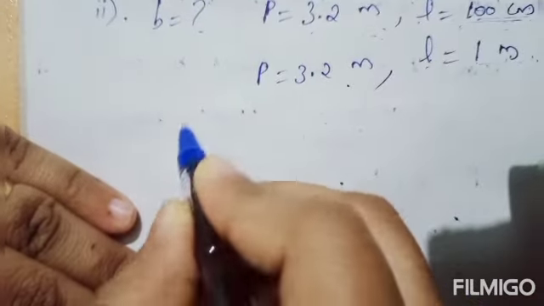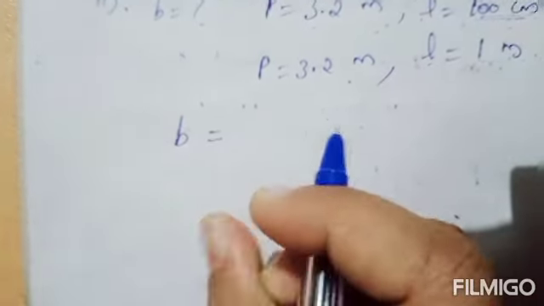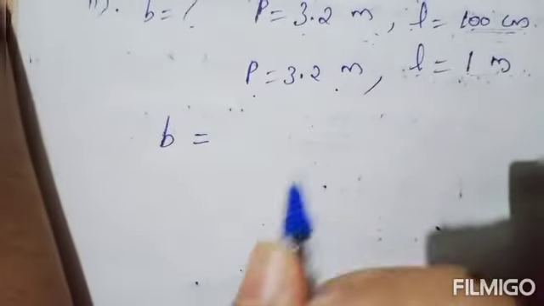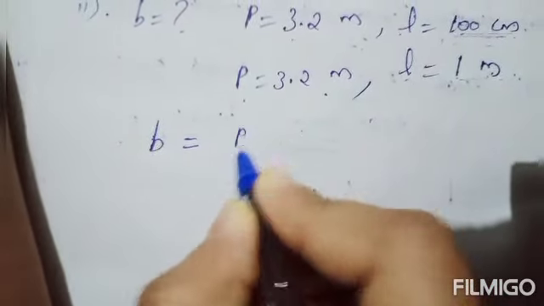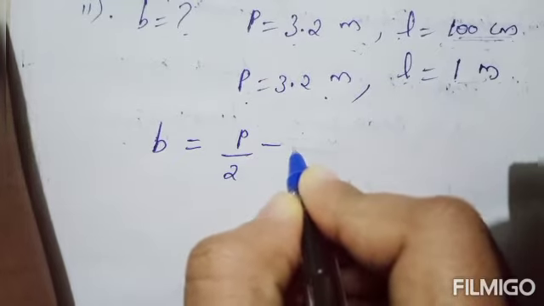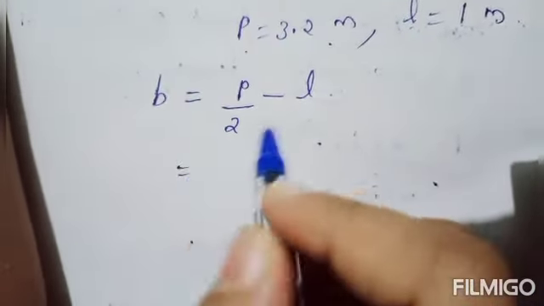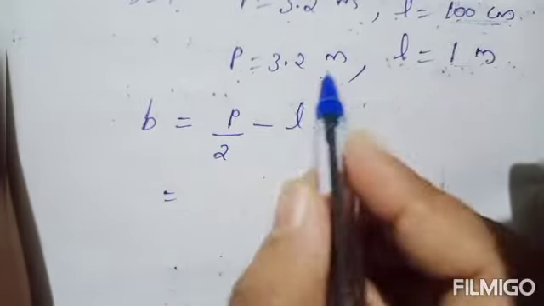Now you can find breadth. What is the formula for finding breadth if perimeter and length are given? B equals P by 2 minus length. This is the formula. So B, P equals 3.2 meters.